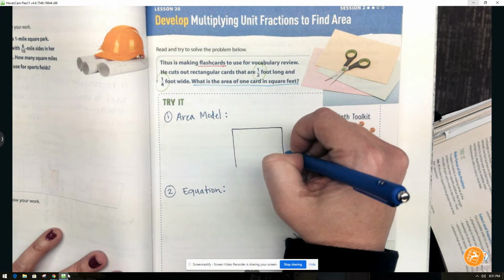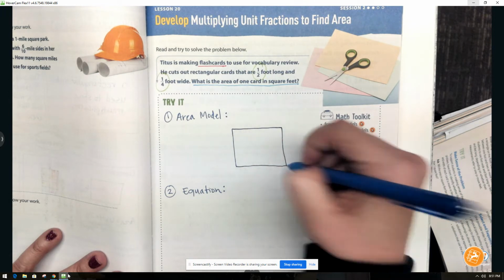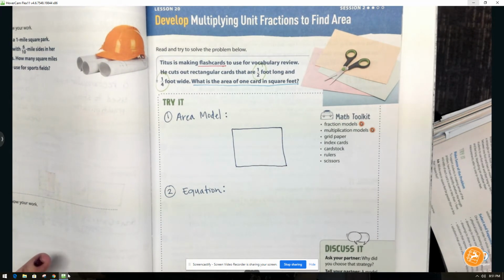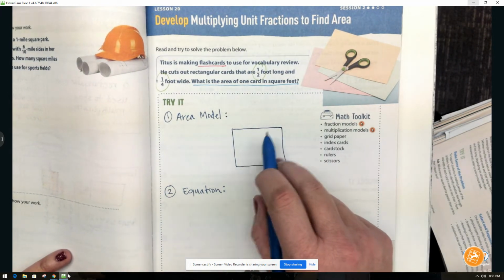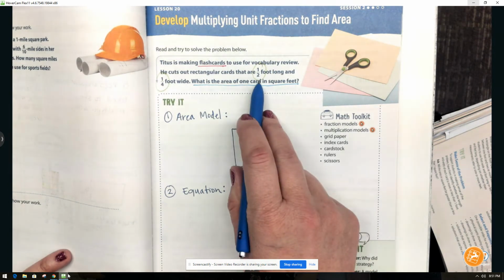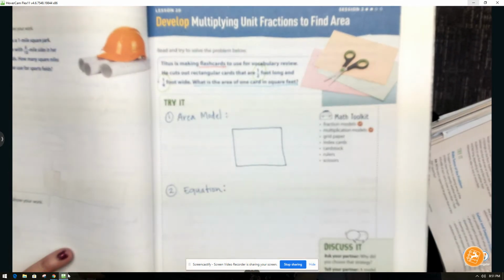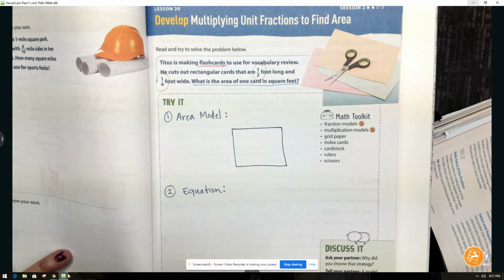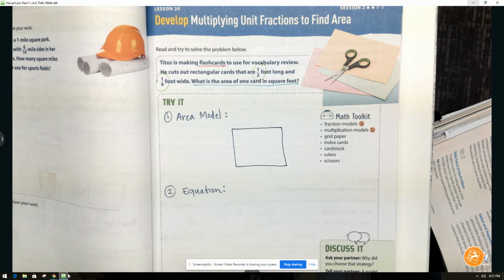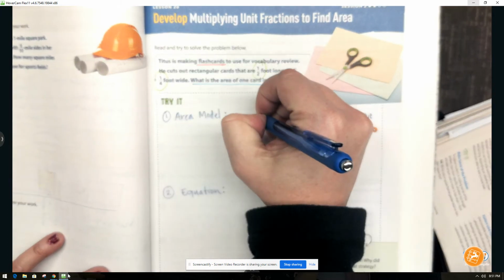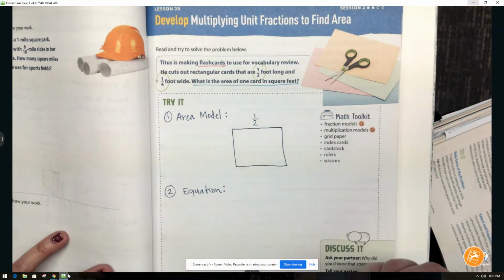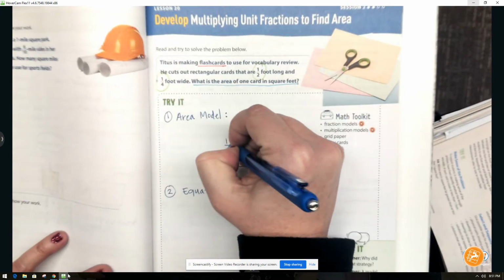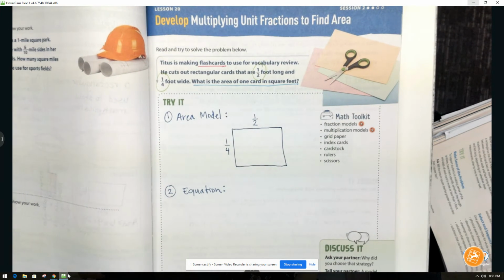You want to give it a bigger size just so that you can color in and make enough parts. Now, remember that I talked about how when you multiply two fractions, it doesn't matter which fraction goes in which order, because even if you tell me 1/4 times 1/2 or 1/2 times 1/4, you're going to get the same answer either way. So I'm going to go ahead and put my 1/2 on top of the area model and my 1/4 on the side of the area model.